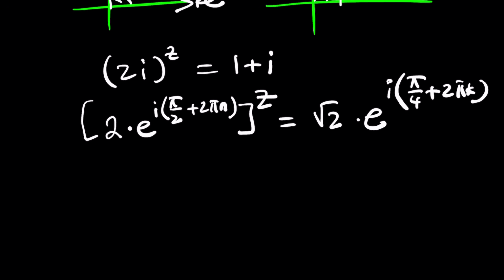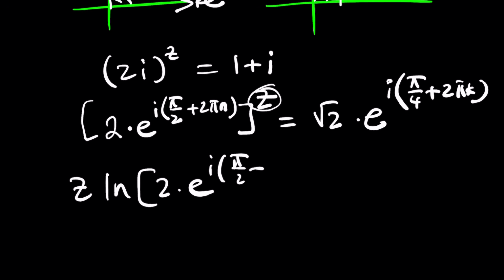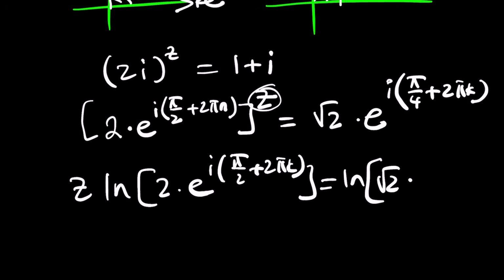But anyways, at this point, it would make sense to use the natural log, right? If you take the natural log of both sides, you're going to get z times ln of 2 times e to the power i pi over 2 plus 2 pi k. And then on the right-hand side, you're going to have ln of a product, which is root 2 times, did I get that right? Yep. And then obviously the next thing I'm going to do is take the natural log of the product, right? Okay. And this is going to be brackets.